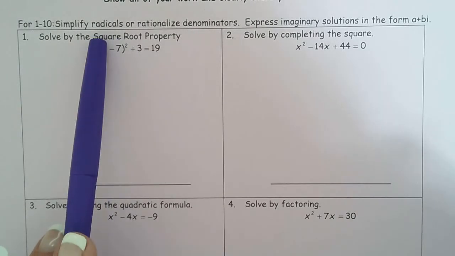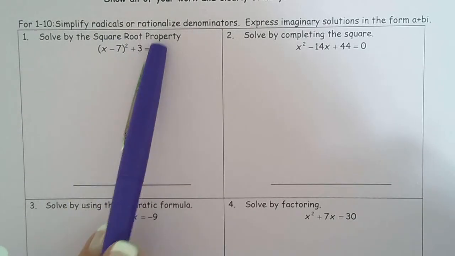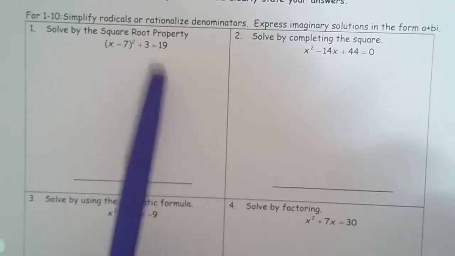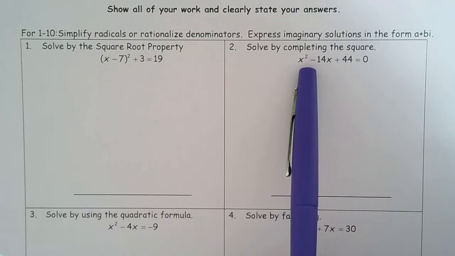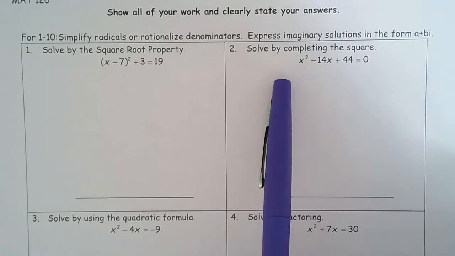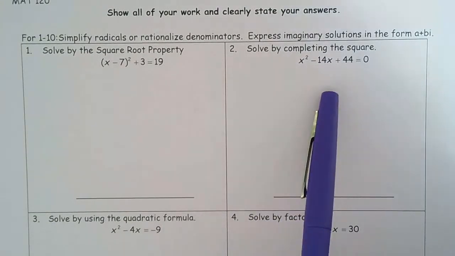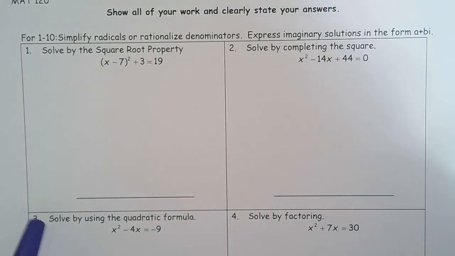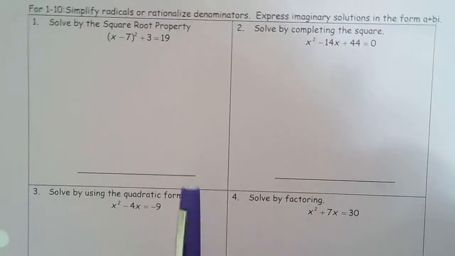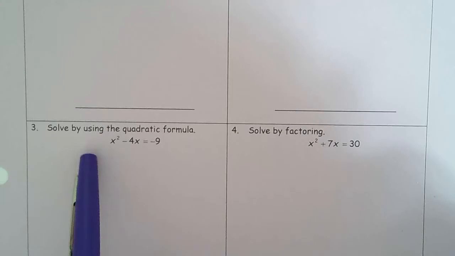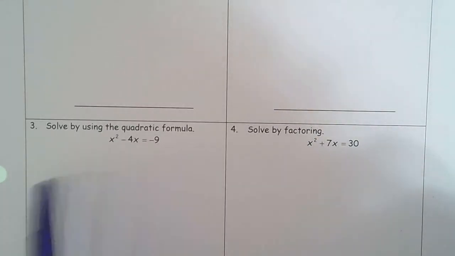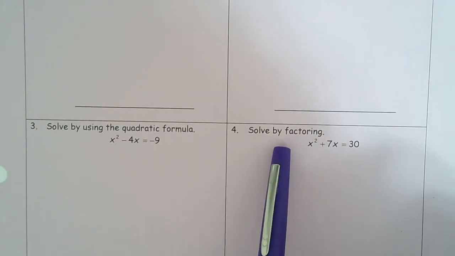So you need to know these methods by their name. When you see square root property, you go, oh, bring that over, and then square root both sides. When you see completing the square, you know to bring that over and do x squared minus 14x plus blank equal negative 44 plus blank. When you see quadratic formula, that's what we're going to learn on tomorrow's lesson. You use x equals opposite of b plus or minus square root of b squared minus 4ac all over 2a, which we'll learn tomorrow. So you have to use the method they say.